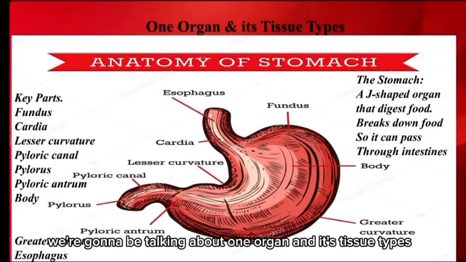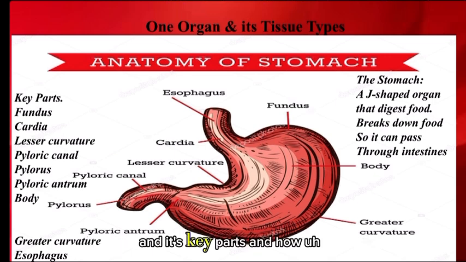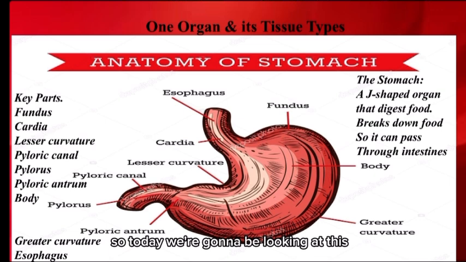In today's video, we're going to be talking about one organ and its tissue types. Today, we're going to be talking about the stomach and its key parts and how many tissues it has, how they work, so the organ can work. So today, we're going to be looking at this.